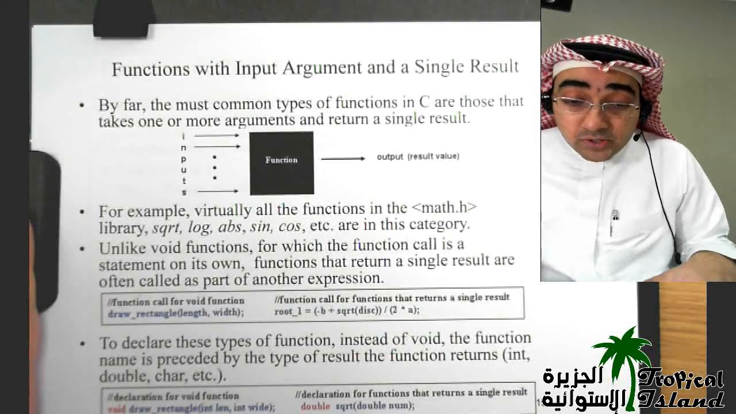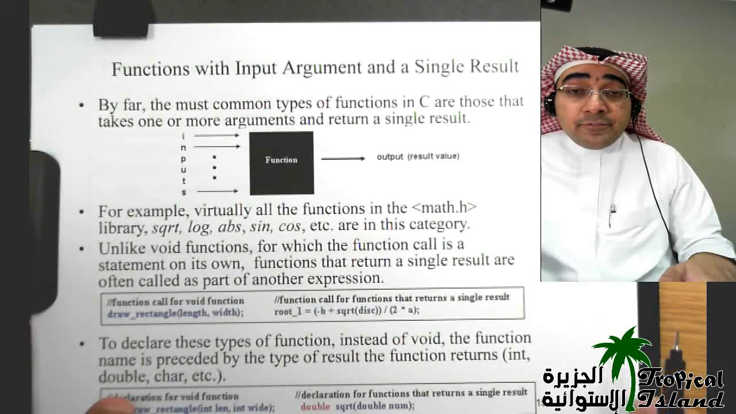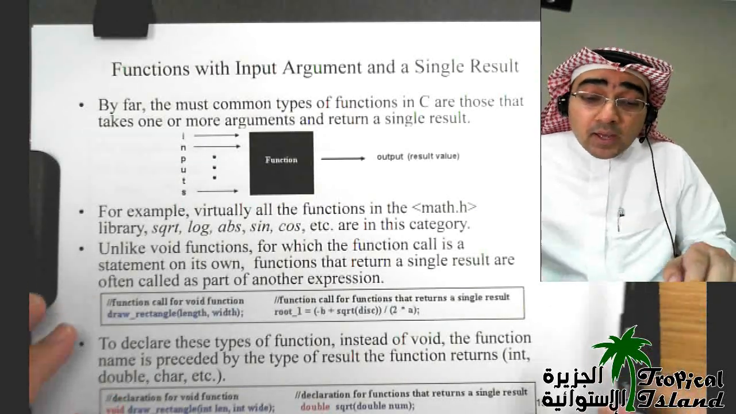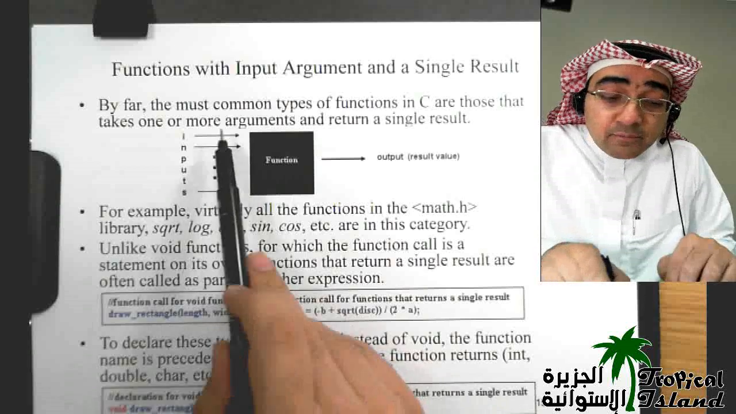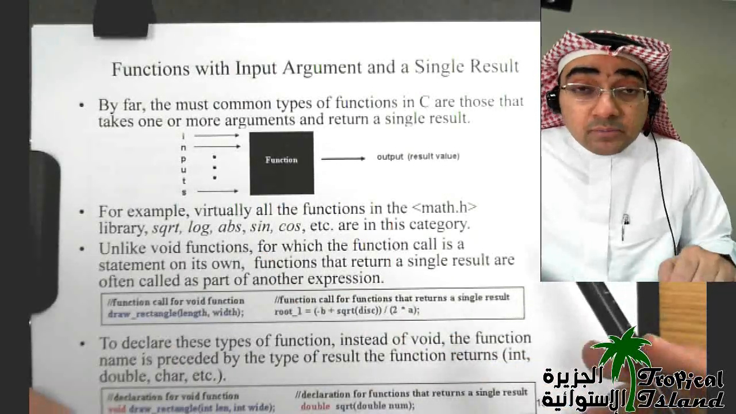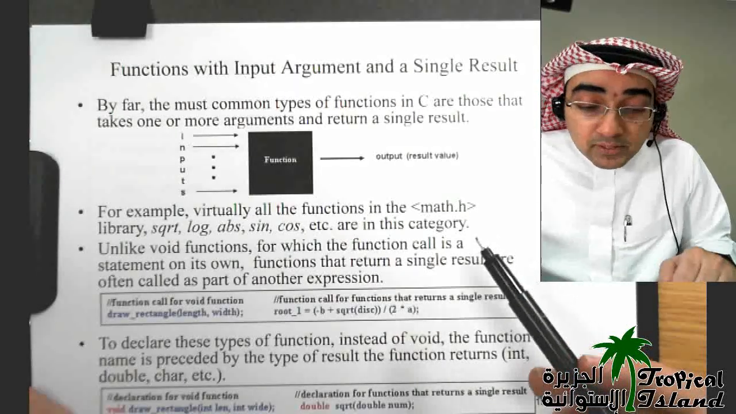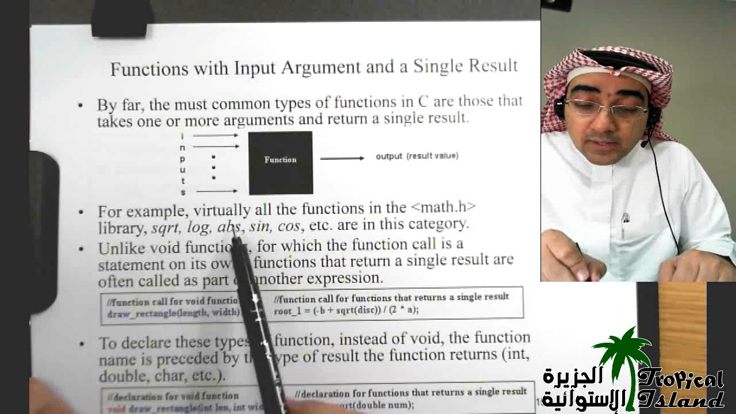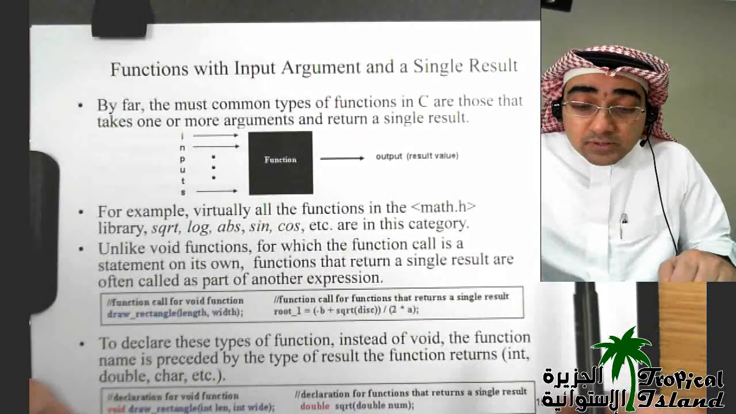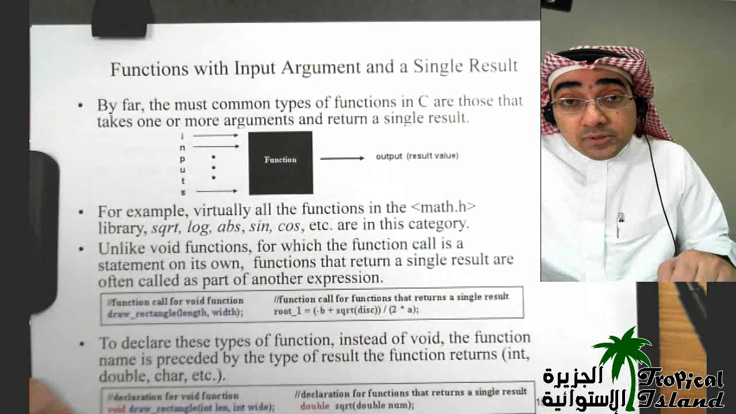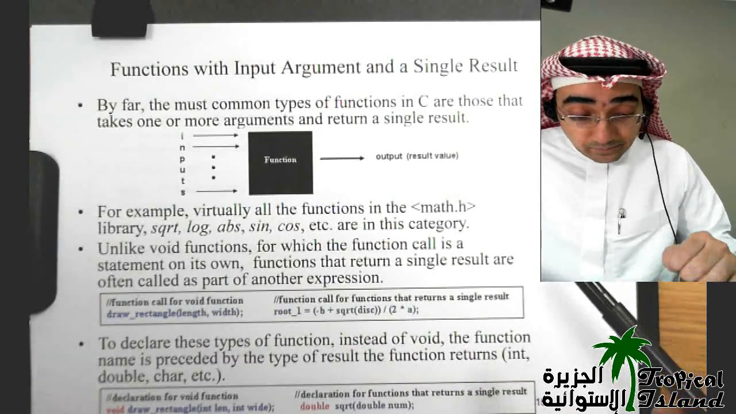Now moving on, functions with input arguments. By far in C, these are the most used functions. These are functions that have multiple inputs and return for you a single output. All the functions that are in math.h are basically functions of this type. Just like the square root, the log, the abs, sine, cosine, and all the other functions are functions like this. These are functions that take multiple inputs and return for you a single output.